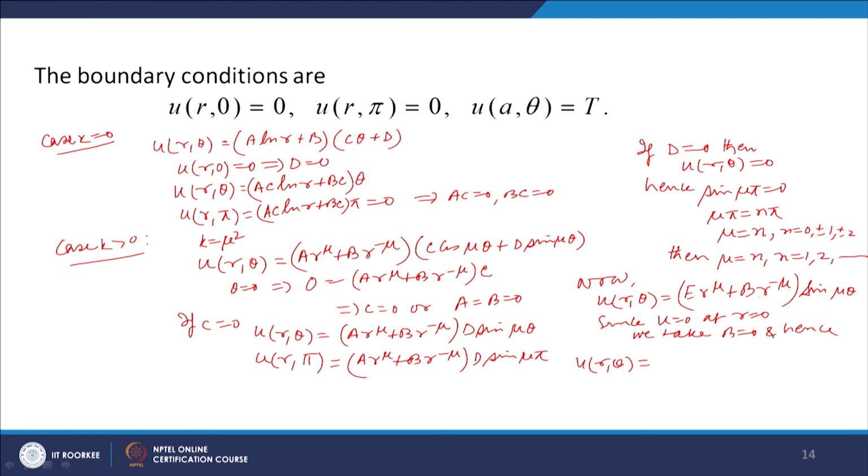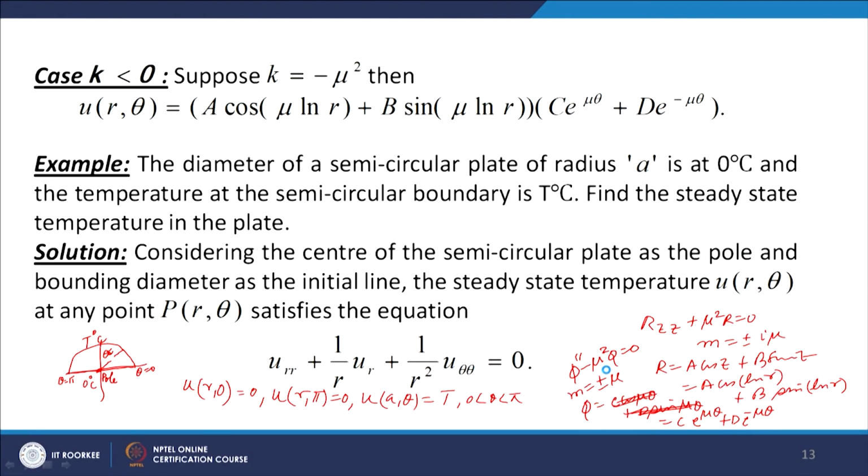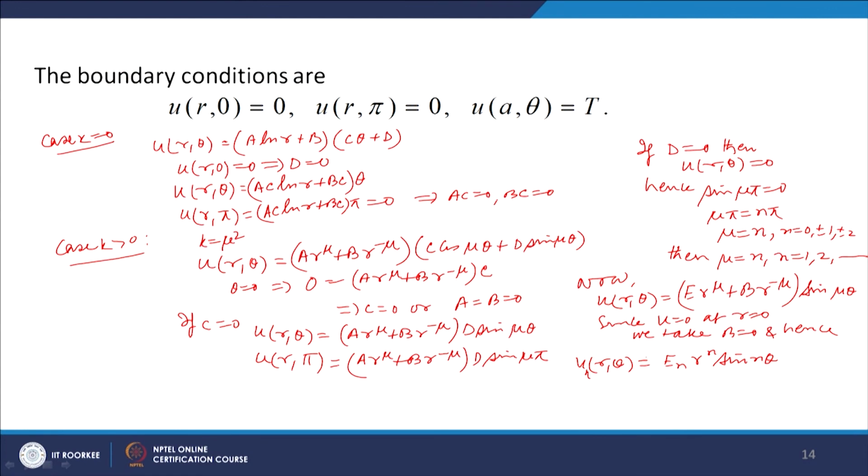u(r, theta) will be equal to e. Now, let us replace mu by n. When we replace mu by n, for each value of n we will get a constant e. So, we will write u_n(r, theta) equal to e_n r to the power n sin n theta. And one more condition is there, which is that at r equal to a, that is the semicircular boundary, the temperature is T degree. So, for that we need to consider u(r, theta) as sigma n equal to 1 to infinity e_n r to the power n sin n theta.